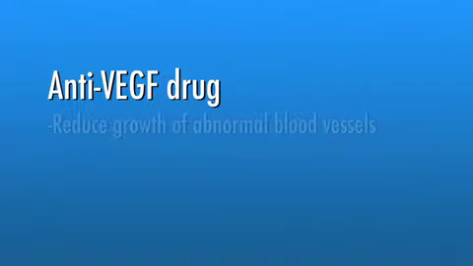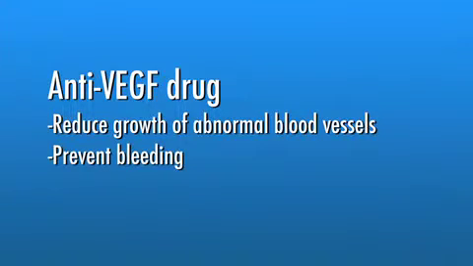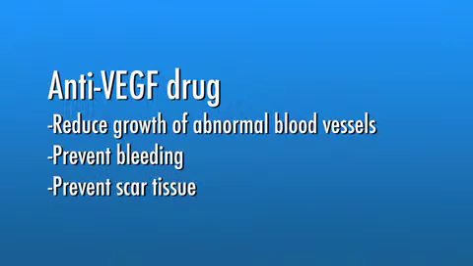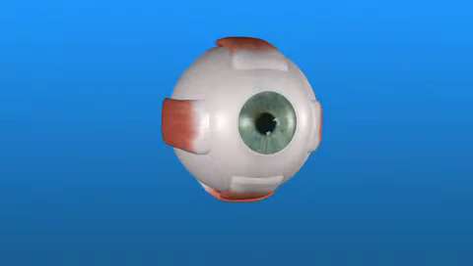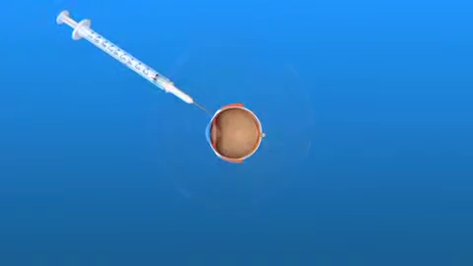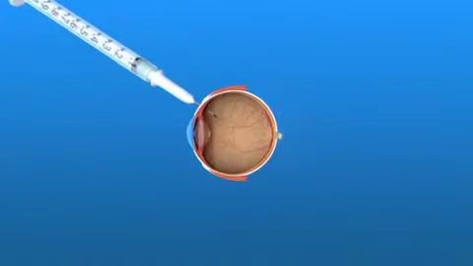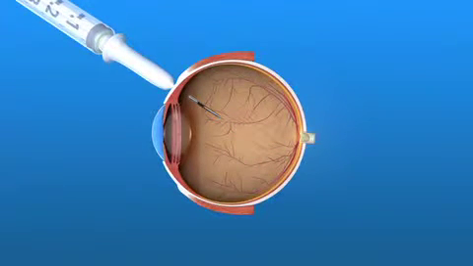An anti-VEGF drug can help reduce the growth of abnormal blood vessels, which helps to prevent bleeding, scar tissue, and other problems that can cause vision loss. The anti-VEGF drug is administered directly to the eye in an outpatient procedure. After the eye has been numbed with an anesthetic, the anti-VEGF drug is injected into the eye with a very fine needle. Some people may need multiple anti-VEGF injections over a period of months. In some cases, anti-VEGF treatments may be combined with laser surgery, or laser treatment may be used alone.